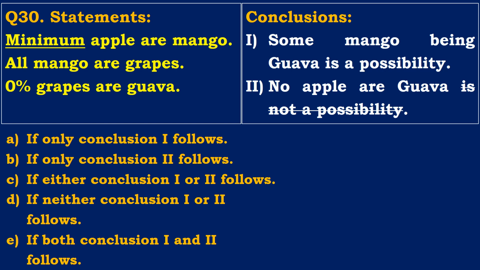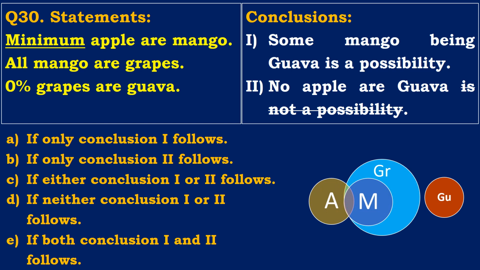According to statement 2, all mango are grapes. Hence, some mango being guava is not a possibility. As a result, conclusion 1 is wrong. We cannot definitely say that no apples are guava is not a possibility. Hence, conclusion 2 is also wrong. Both conclusions do not follow the statements. Hence, option D is correct.